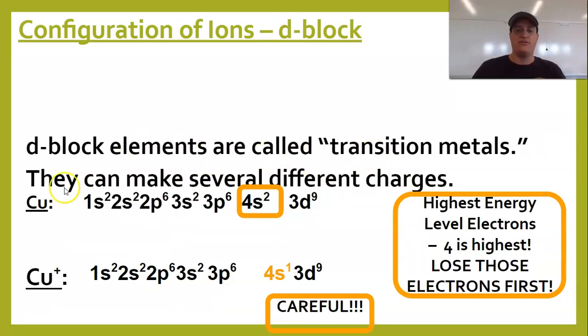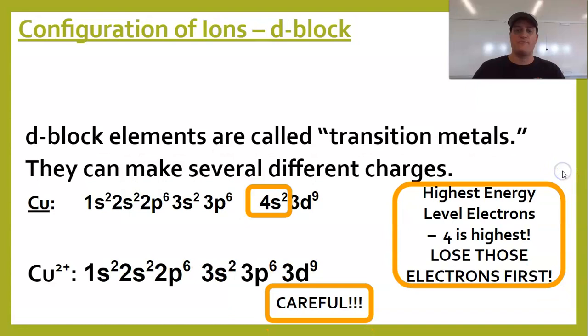D blocks are transition metals. They can make several different charges. Now, in the one that we're using here, we're not going to lose 3d because 3 is an inner electron, right? A core electron. It's going to lose the higher energy level first. In some books, they put the 3d before the 4s, but that becomes confusing when you think of how these things fill in. So to become copper 1+, this becomes 4s1 3d9. Again, it loses those electrons first. To become a 2+, it loses the other electron. So this is how copper can be copper 1 or copper 2. But again, it loses the highest energy level first.